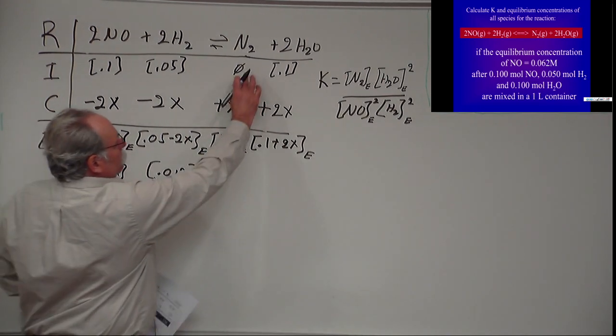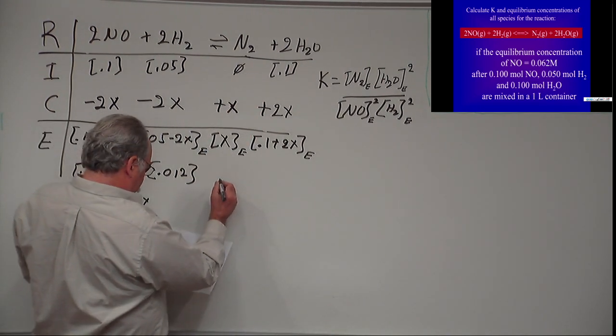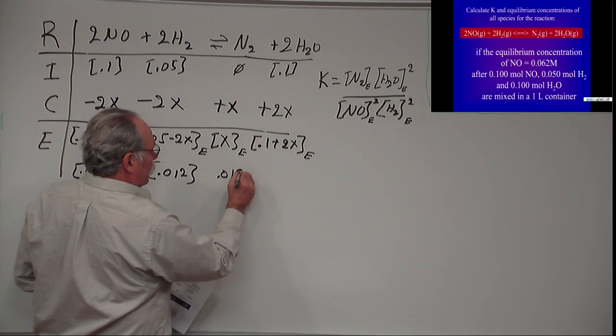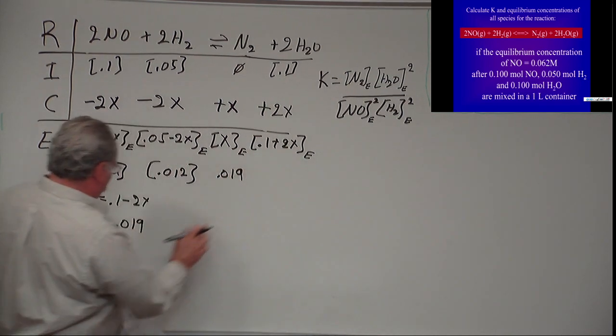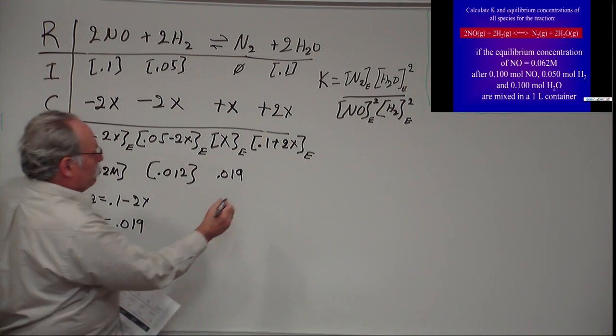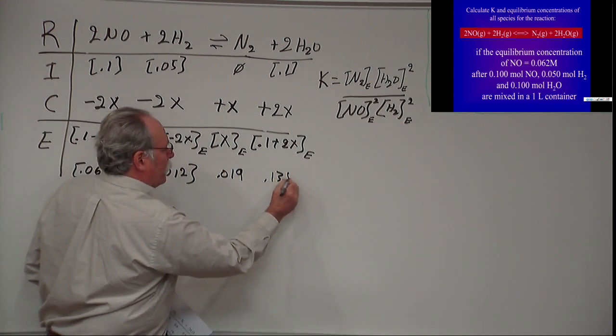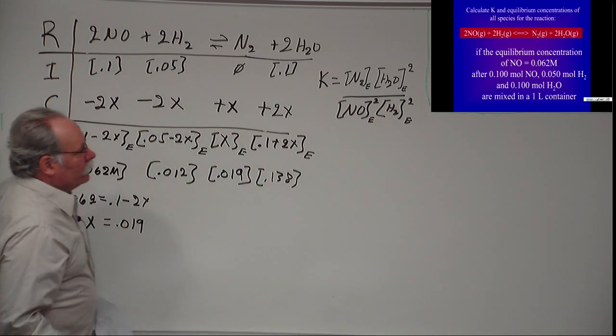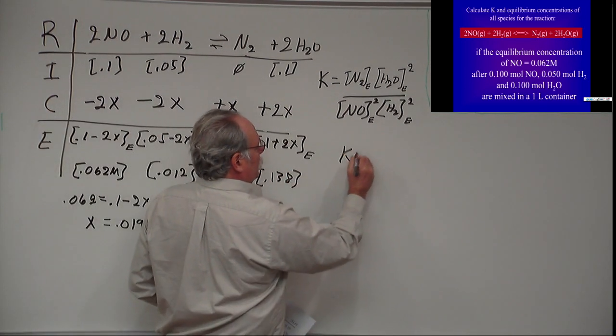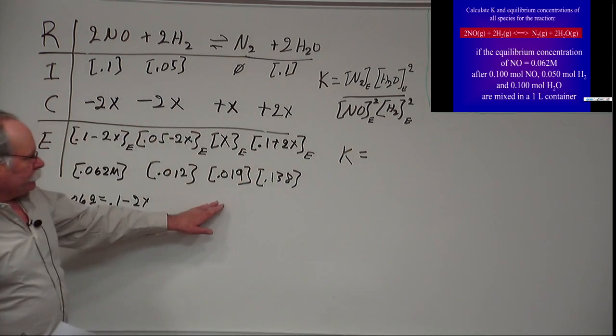And how much of this did I make? I made x of this, which is 0.019. And how much of this did I make? 0.1 plus 2 times x, which would be 0.138. So these represent the equilibrium values. We now put them into the equilibrium expression.